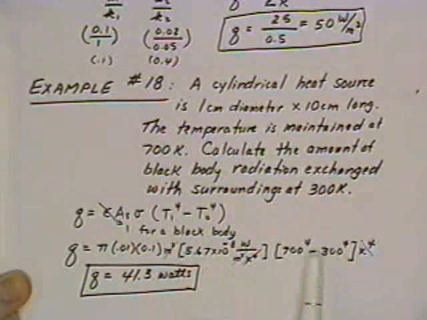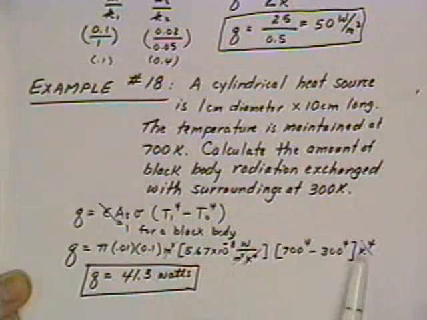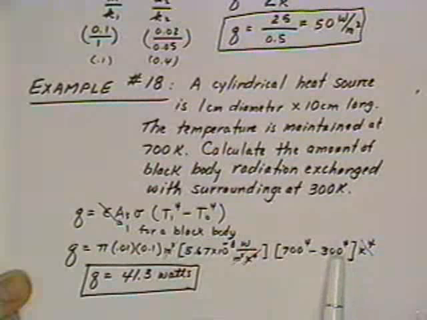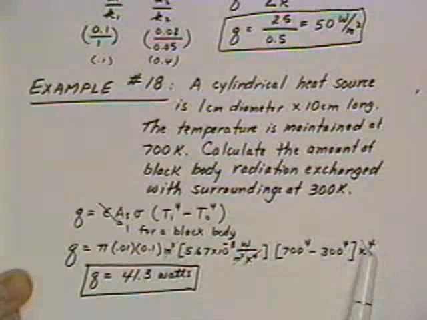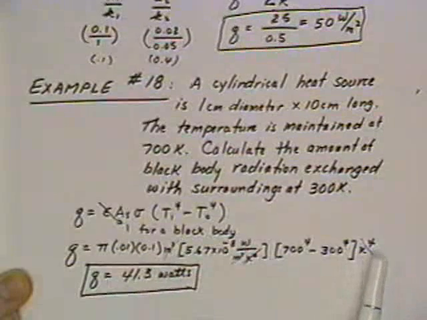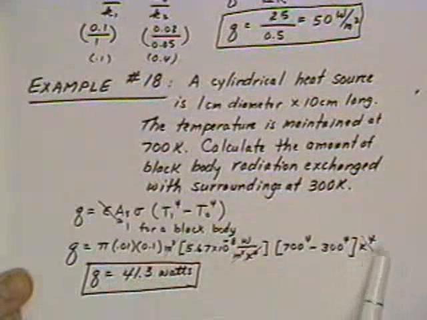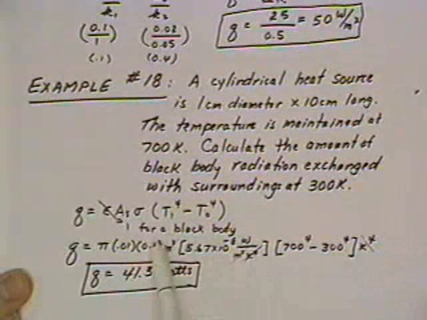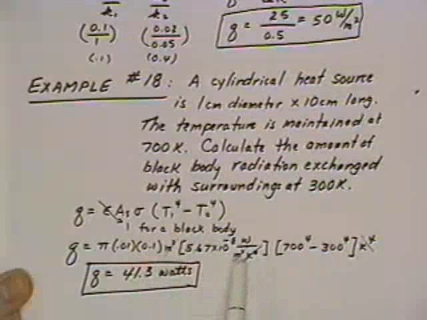A real common mistake that you don't want to make is 700 minus 300 in parentheses to the fourth power. That's wrong. It's each one to the fourth power. 700 raised to the fourth power minus 300 to the fourth power. And of course that's Kelvin to the fourth once you make those calculations. So Kelvin to the fourth here cancels with Kelvin to the fourth here. Meter squared here, dealing with surface area, cancels with meter squared here, and we're left with watts.